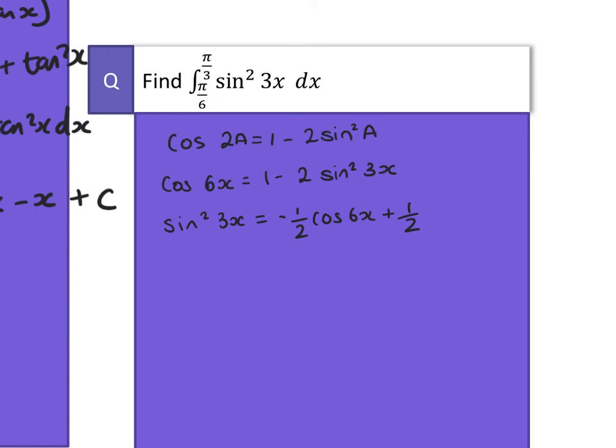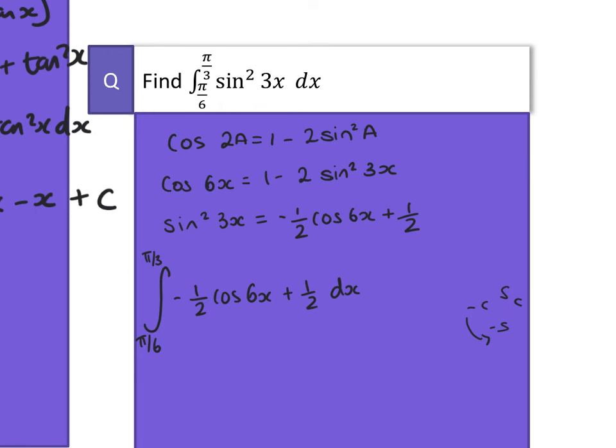Now, we're going to integrate this. So the integral is going to be between pi over 3 and pi over 6 of minus a half cos of 6x plus a half with respect to x. So the integration of minus a half cos 6x: we know if we integrate minus cos, we're going to get minus sine, okay? And then we have to divide by the differential of the bracket.